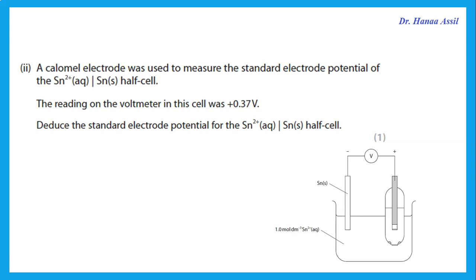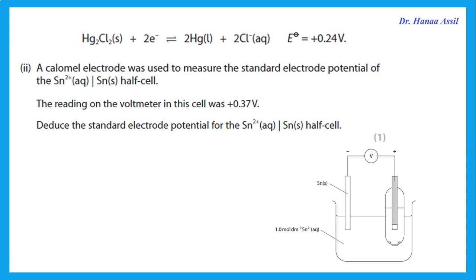A calomel electrode was used to measure the standard electrode potential of the Sn²⁺/Sn(s) half cell. The reading on the voltmeter in this cell is +0.37. So the overall cell with the calomel is this. Deduce the standard electrode potential for the Sn²⁺/Sn half cell.